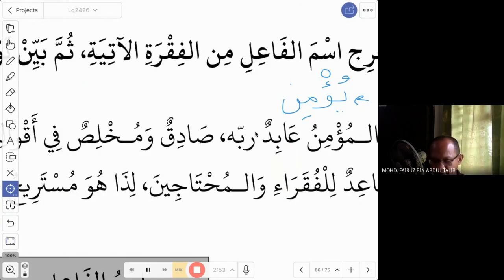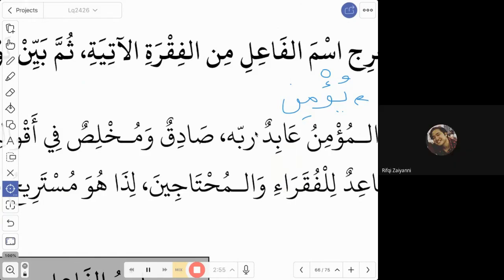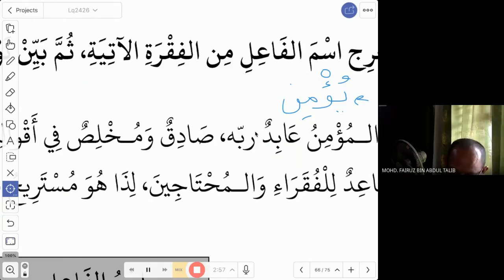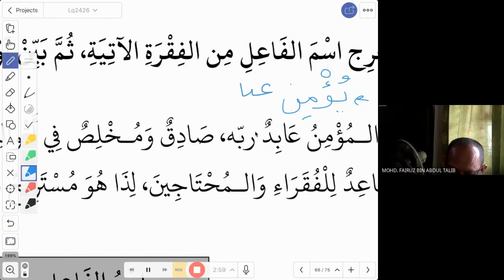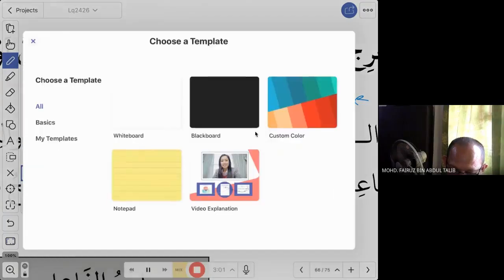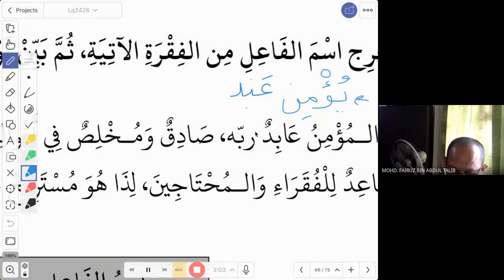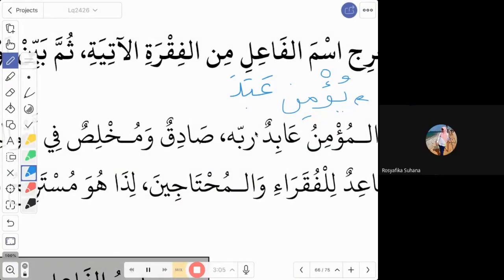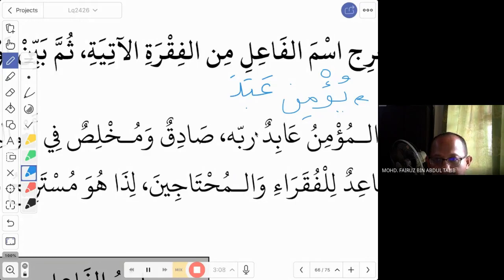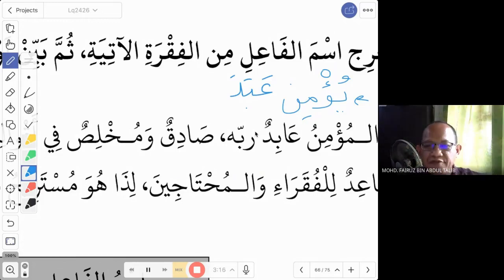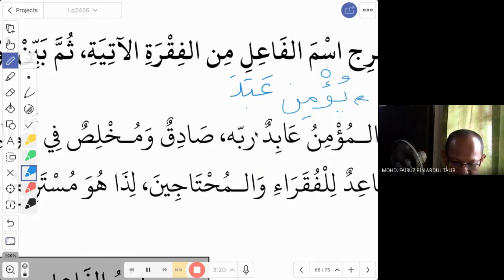But what is the fi'il? The meaning of the fi'il, abada. Worship. To worship, yes. Abada is worship. So who is an abid? The person who worships, a worshipper, yes. That is the meaning of abid. So you can translate the word abid as a worshipper, or you can translate it as the meaning of the fi'il, worshipping. So here in this jumlah, how do we translate this sentence?